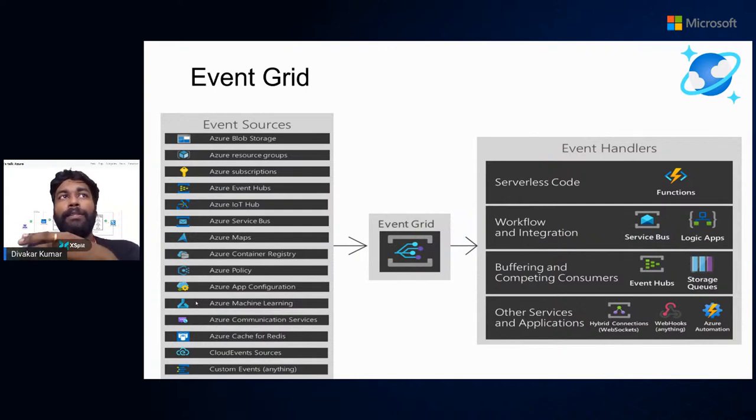The Event Grid solution is the publisher-subscriber model. There can be many event sources. It just publishes the event to the Event Grid, and there can be many subscribers that you can have as event handlers. So the publisher doesn't know, and doesn't want to know, what the subscriber is going to handle at a later stage.